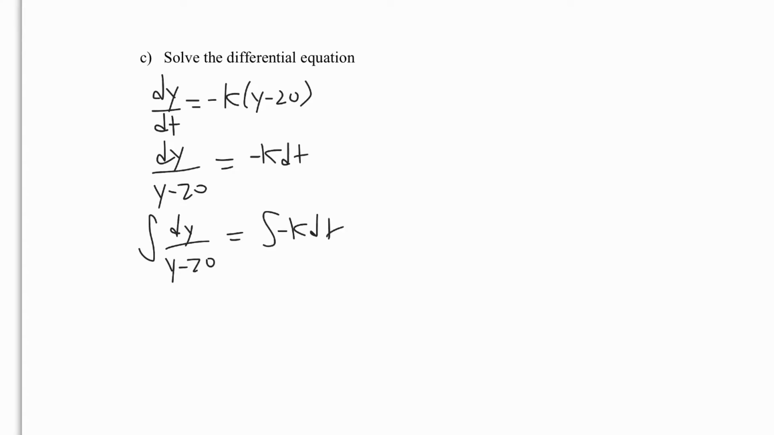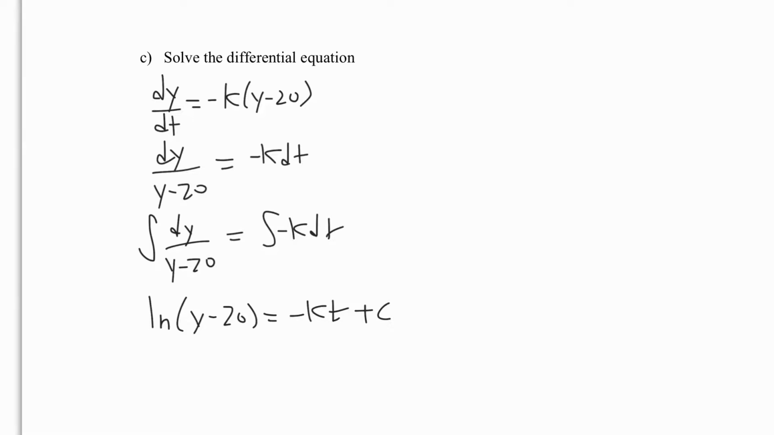Now the integral of 1 over (y minus 20) is going to be ln. So we're going to get ln of (y minus 20) equals negative kt plus c. Now, this is a little tricky here, but you can verify that my integral is correct because if I do the derivative of ln(y minus 20), I'm going to get 1 over (y minus 20), and the chain rule will be a times 1. So this is indeed the correct integral because we can check it with derivatives.